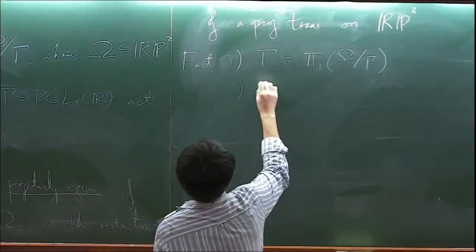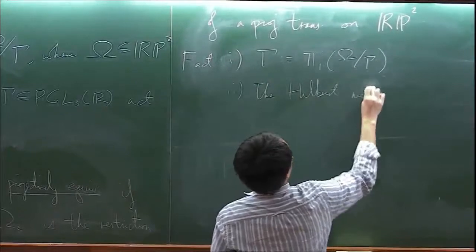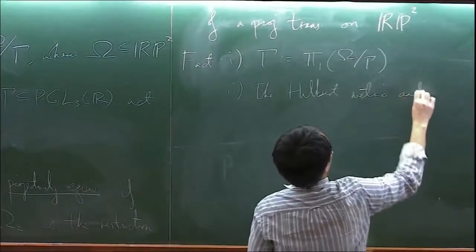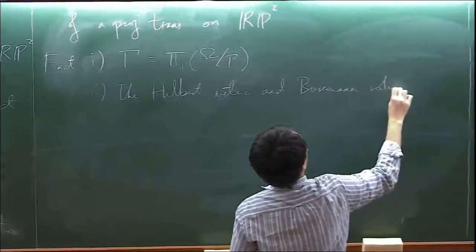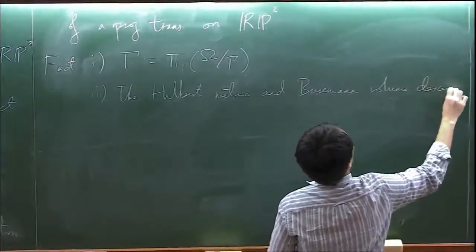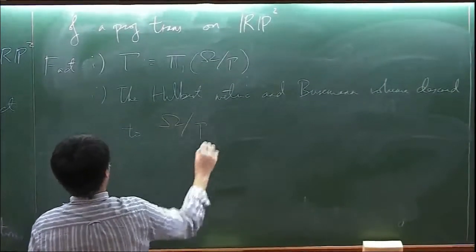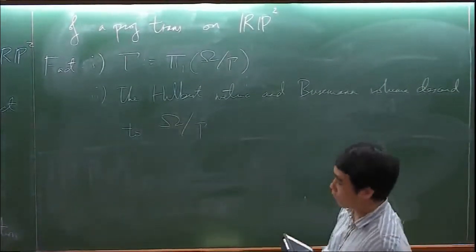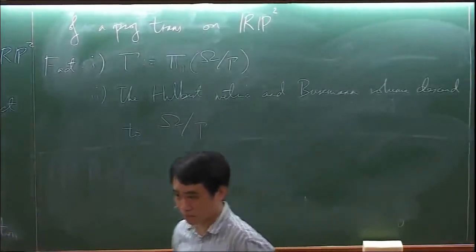Okay, so the Hilbert metric and the Busemann volume descend to omega quotient by gamma. Okay, so whenever you have a convex projective surface, it comes naturally with this metric and volume.